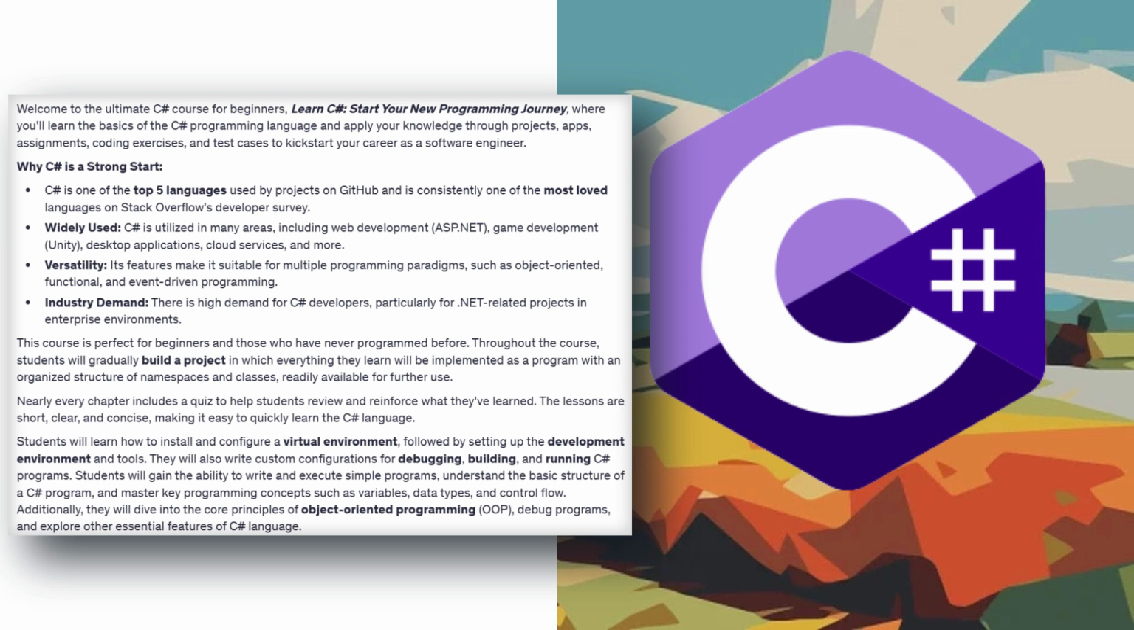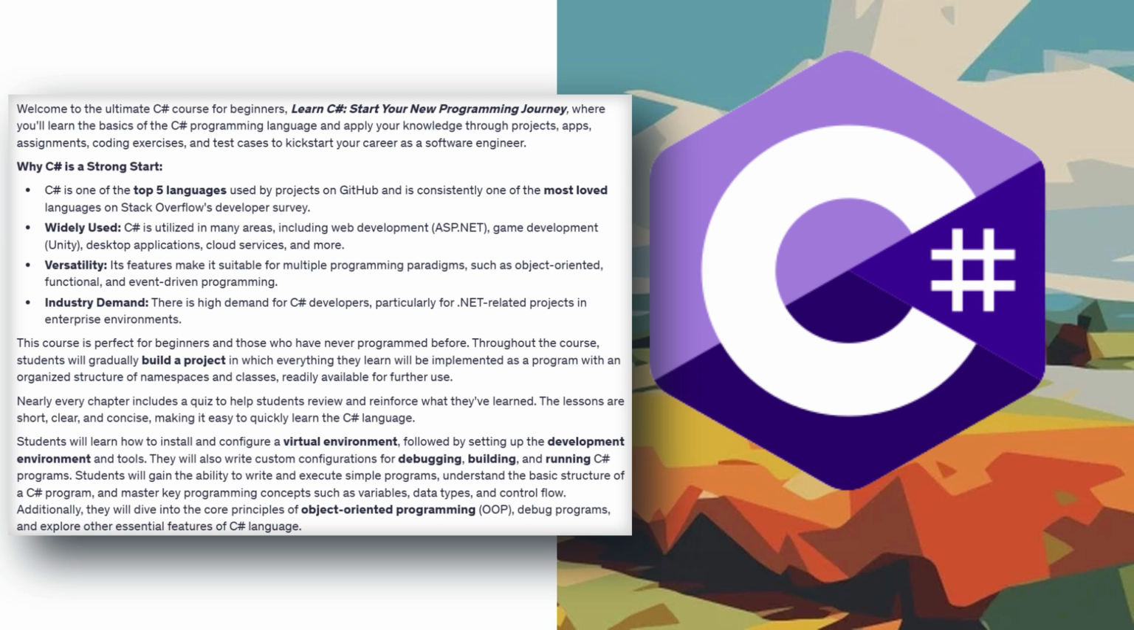Throughout the course, students will gradually build a project in which everything they learn will be implemented as a program with an organized structure of namespaces and classes, readily available for further use. Nearly every chapter includes a quiz to help students review and reinforce what they've learned. The lessons are short, clear, and concise, making it easy to quickly learn the C# language.